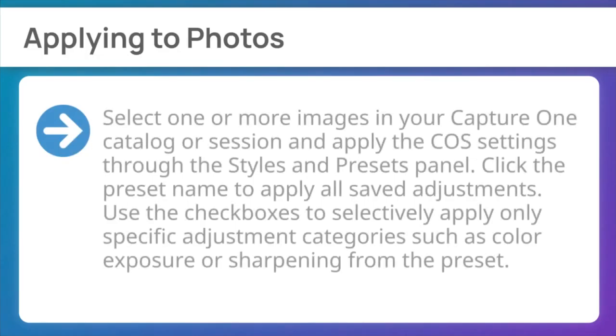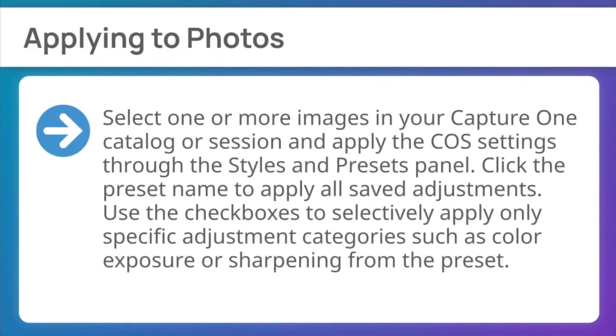Next, applying to photos. Select one or more images in your Capture One catalog or session and apply the COS settings through the Styles and Presets panel. Click the preset name to apply all saved adjustments. Use the checkboxes to selectively apply only specific adjustment categories such as color, exposure, or sharpening from the preset.